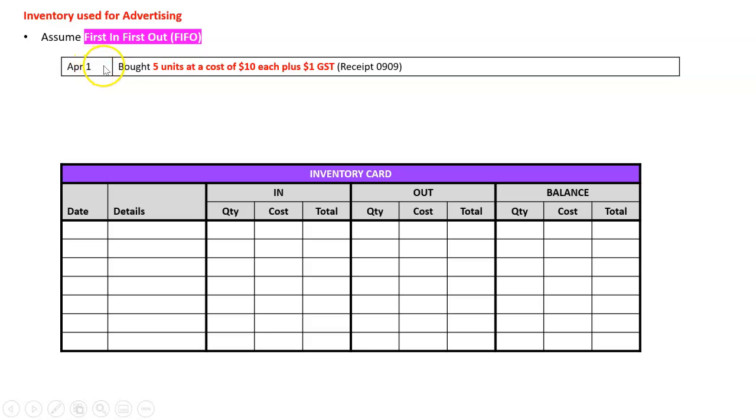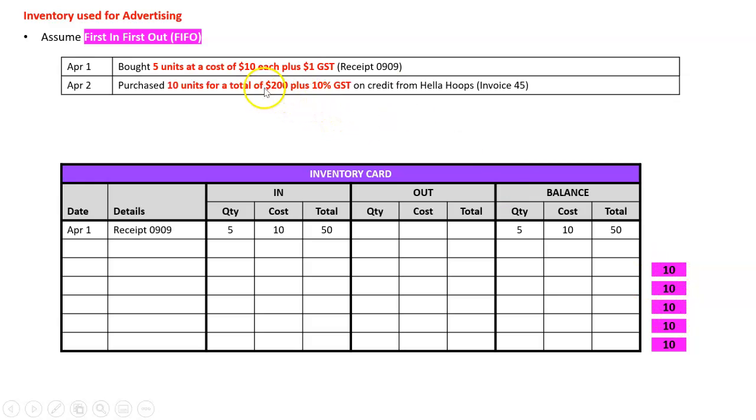April the 1st, bought 5 units at a cost of $10 each plus GST of $1, receipt 0909. We never include the GST, we just want the cost amount. So we've got the date, April 1st, receipt number under details, 5 in at 10 for a total of 50, which leaves us the same. Now, they're not literally going to be stacked like this in the stock room, but we'll metaphorically assume that they are, a nice neat pile like that.